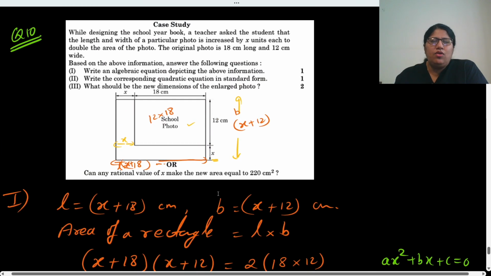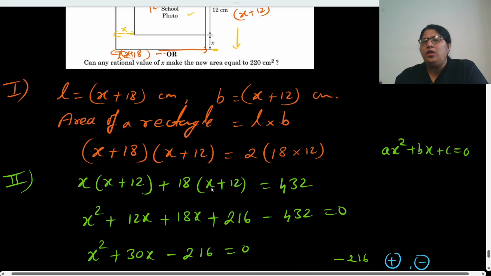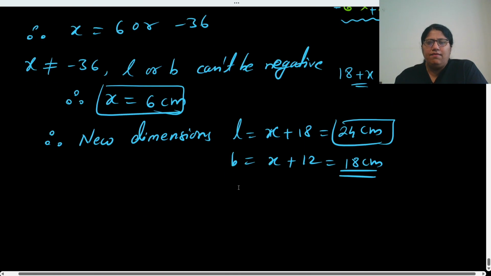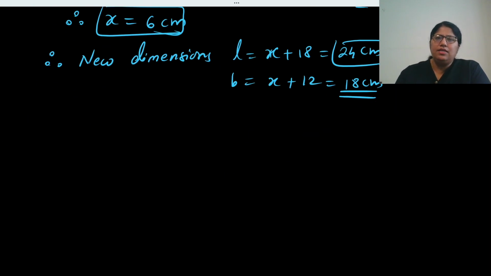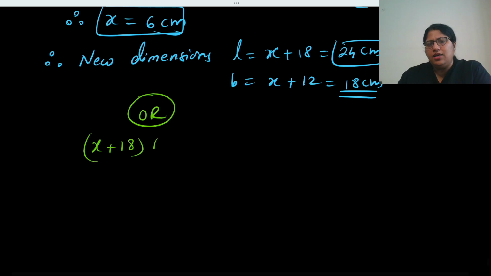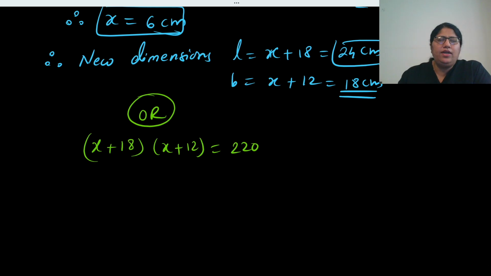Other than that, what is given in the question? Can any rational value of x make the new area equal to 220 square centimeter? How are you going to check, right? It's a little bit different question. The new area should be 220 square centimeters. So what were the new dimensions? x plus 18 times x plus 12 should be equal to 220. Again you have to get the simplest form here.